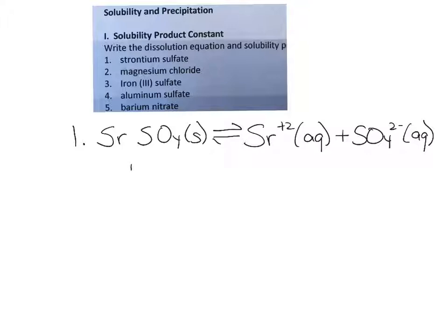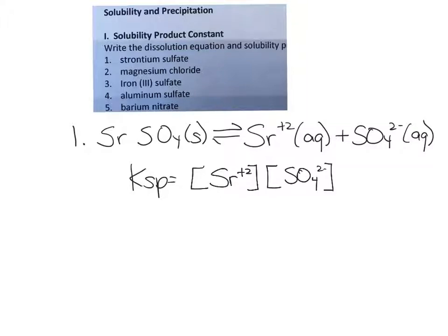Now to write the Ksp expression, we do the same thing we did for any equilibrium constant expressions. We do the concentration of the products, in this case, they are ions, raised to the power of their coefficients. And in this case, these coefficients are both 1. And because the reactant is a solid, we don't have a denominator. So this is the Ksp expression for strontium sulfate.